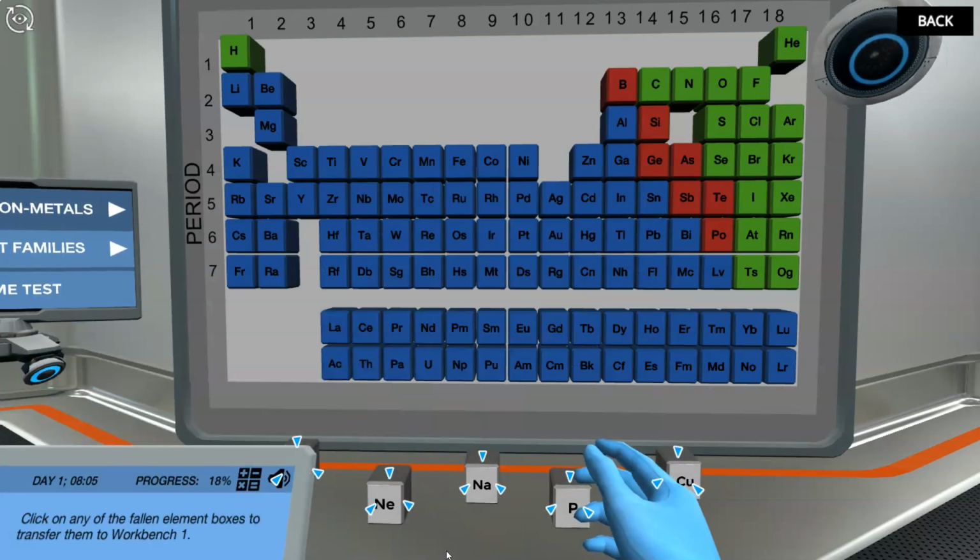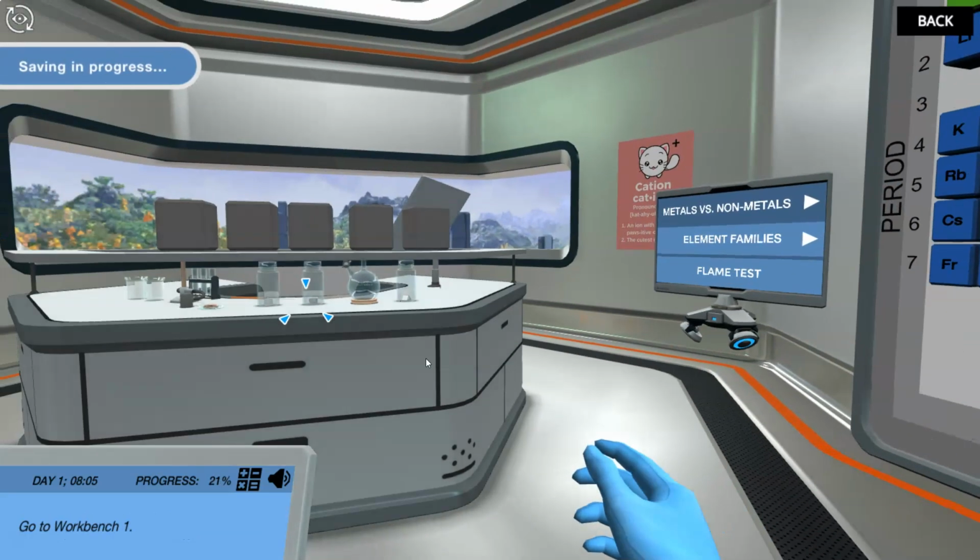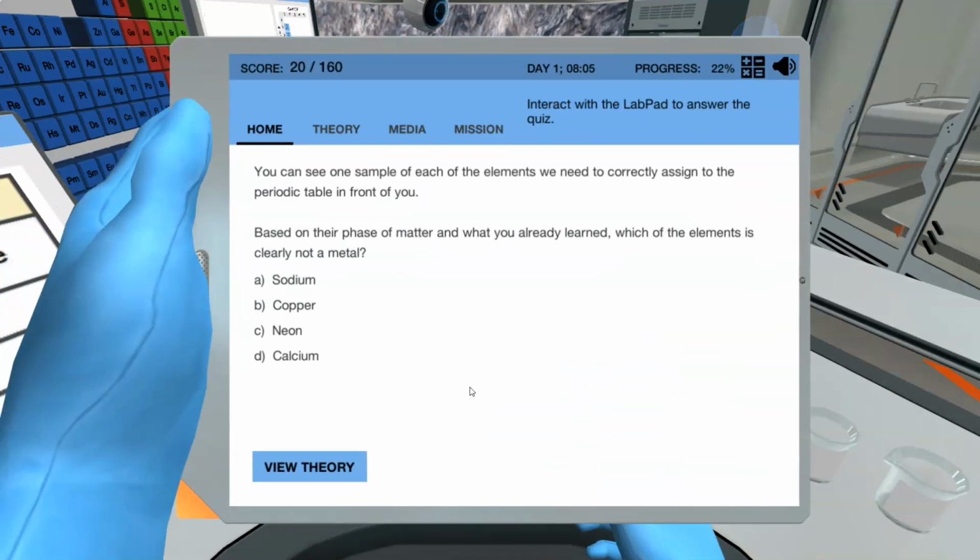Click on any of the fallen element boxes to transfer them to Workbench 1. Go to Workbench 1. You can see one sample of each of the elements we need to correctly assign to the periodic table in front of you. Based on their phase of matter and what you already learned, which of the elements is clearly not a metal?